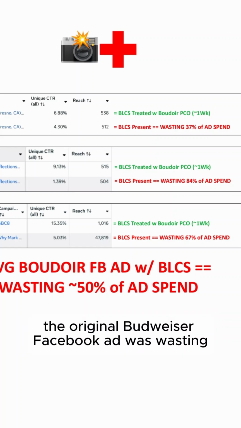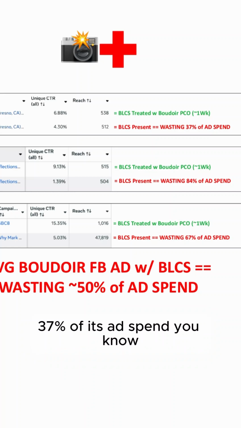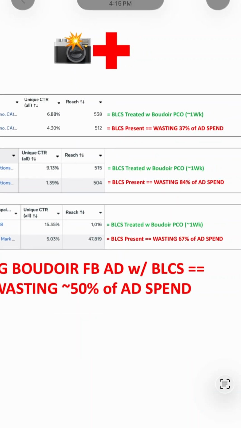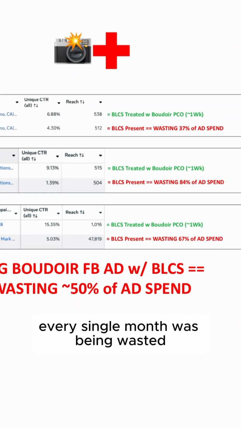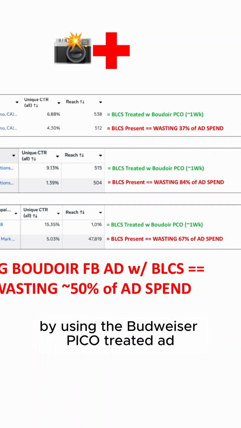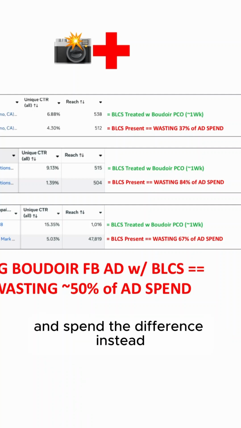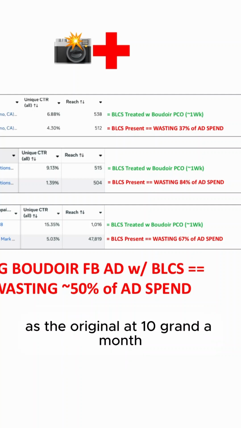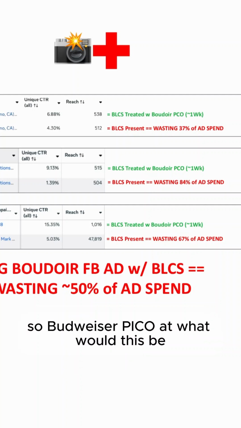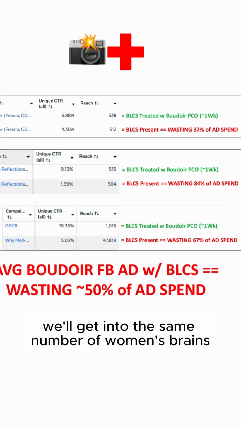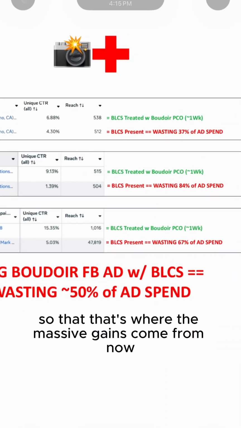So we found out the original Boudoir Facebook ad was wasting 37% of its ad spend. So instead of spending 10 grand a month on their Boudoir Facebook ads, $3,700 every single month was being wasted. So what we can do is eliminate that waste by using the Boudoir Pico treated ad and spend the difference instead, and get our ad into the same number of women's brains as the original at 10 grand a month. So Boudoir Pico at, what would this be, $6,300 a month will get into the same number of women's brains as the original at 10 grand a month. So that's where the massive gains come from.